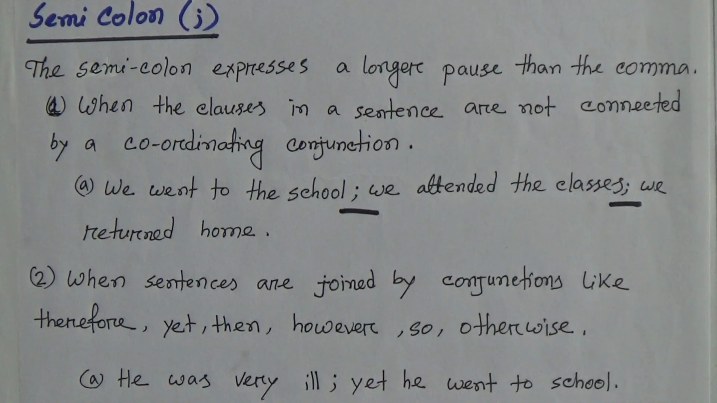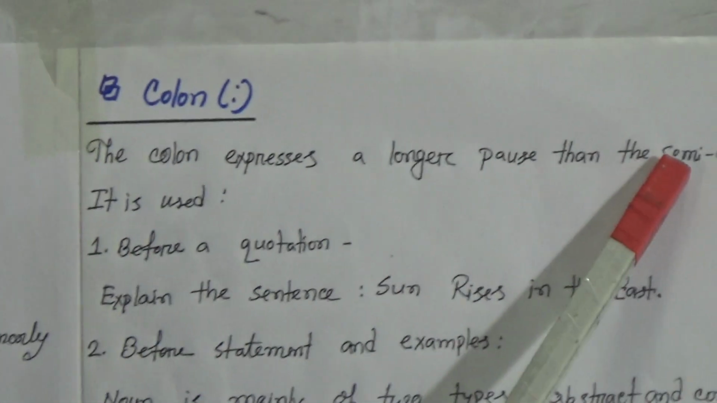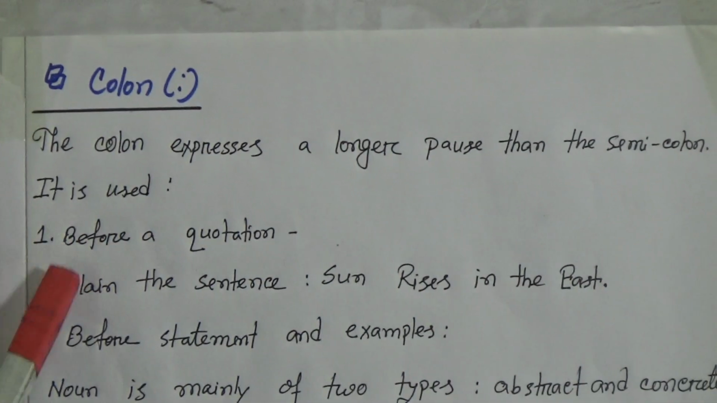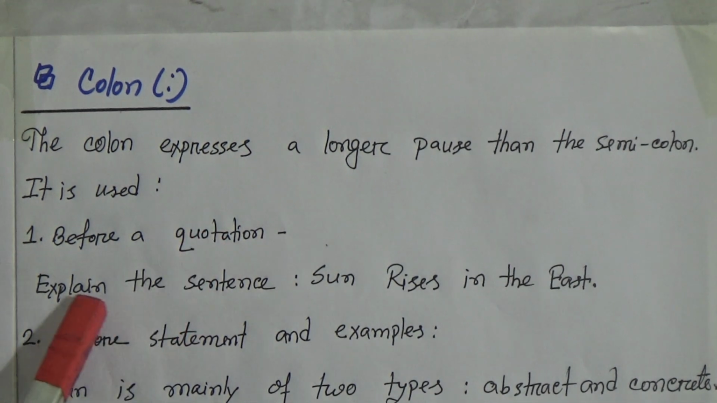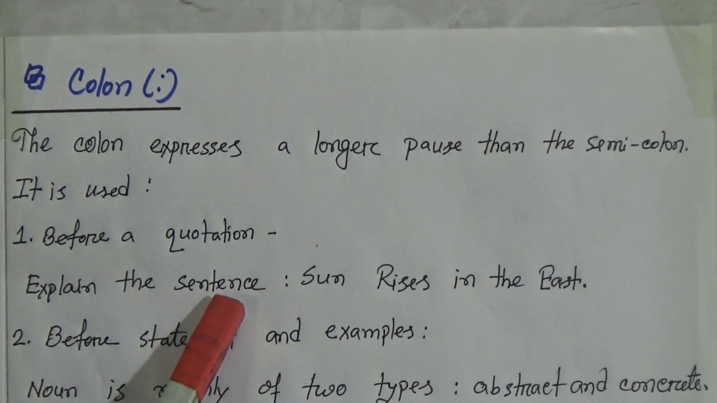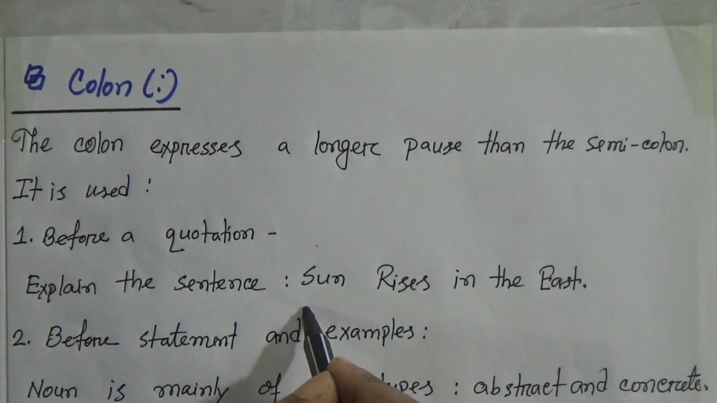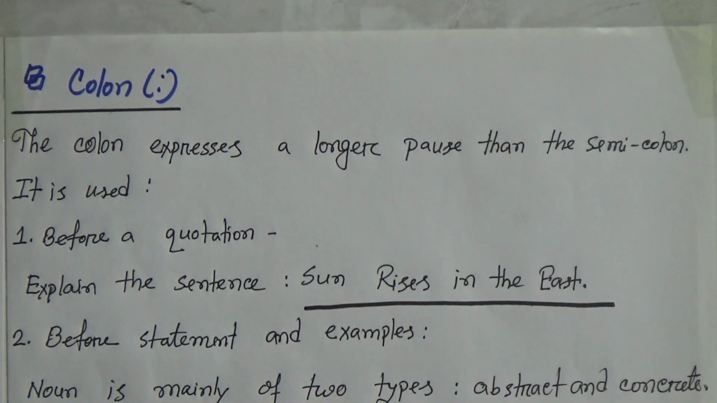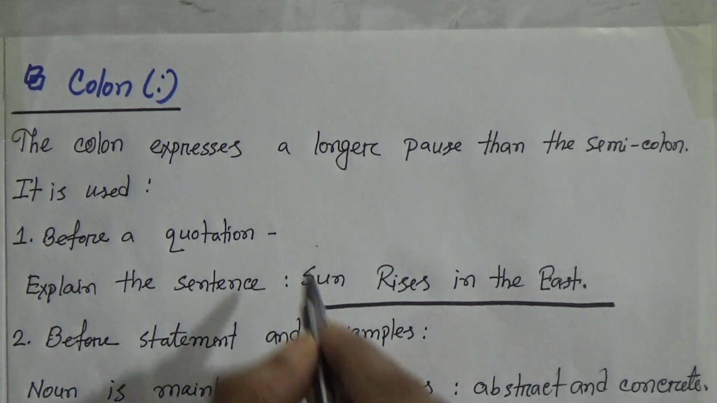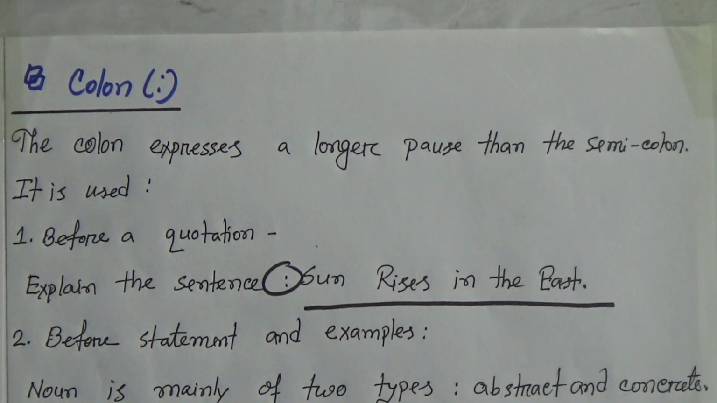Now we will learn about colon. The colon expresses a longer pause than the semicolon. It is used, number 1, before a quotation. Explain the sentence: sun rises in the east. This is the sentence, sun rises in the east. This is a quotation, and before it we have used colon.